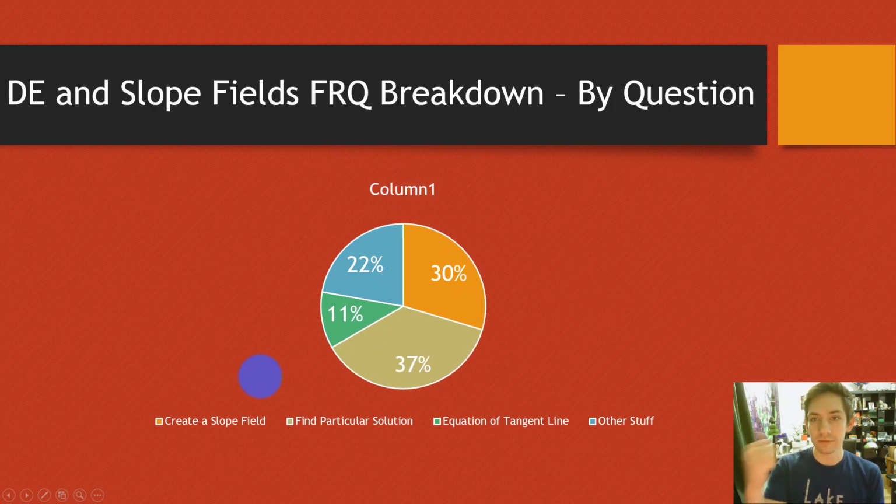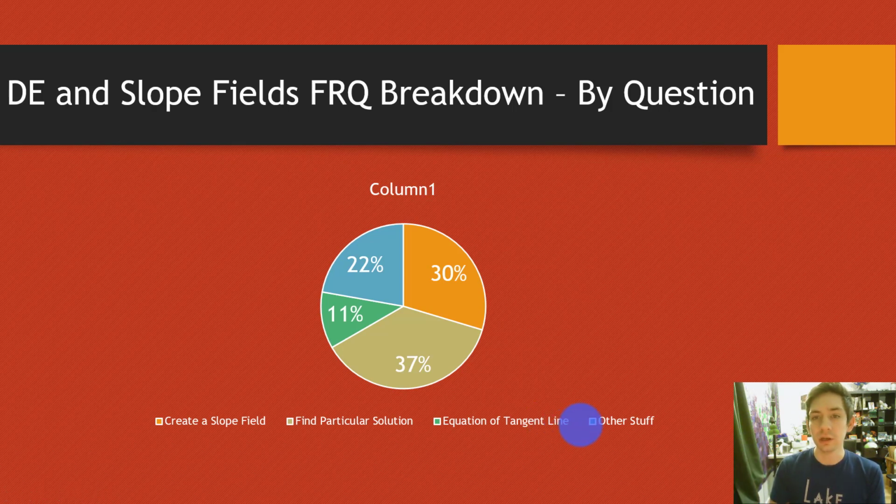It's usually the first question, create a slope field, so that's drawing it, and we made our own slope fields using the pipe cleaners. They turned out really good. And then find the particular solution. That's the most common question. Then there is find the equation of the tangent line and some other stuff, which is like miscellaneous other things.